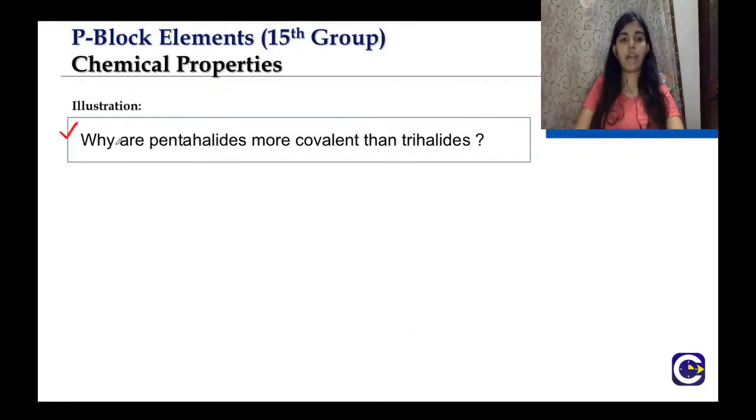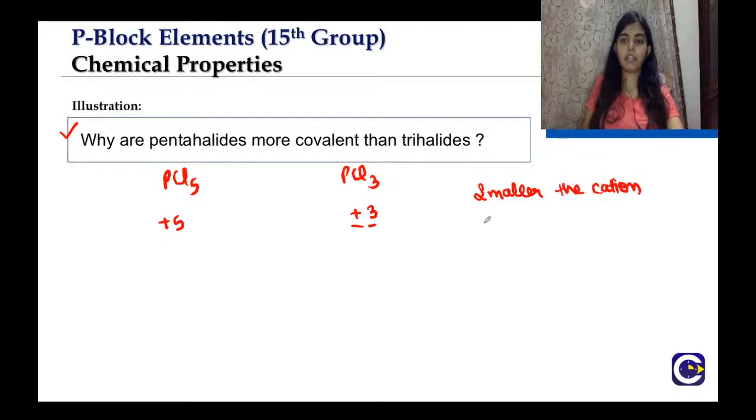Now this is the question: why are pentahalides more covalent than trihalides? For example, let us take PCl5 and PCl3. What is the oxidation state of phosphorus here? +5. What is the oxidation state of phosphorus here? +3, right? And according to Fajan's rule, which we have studied, the smaller the cation and the larger the anion, the greater is the covalent character.